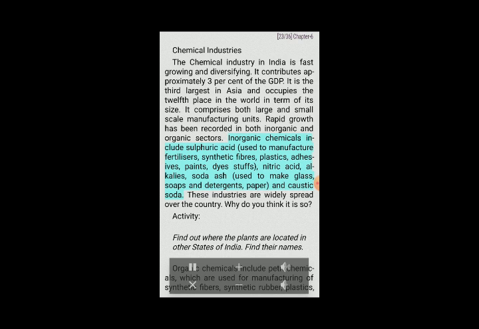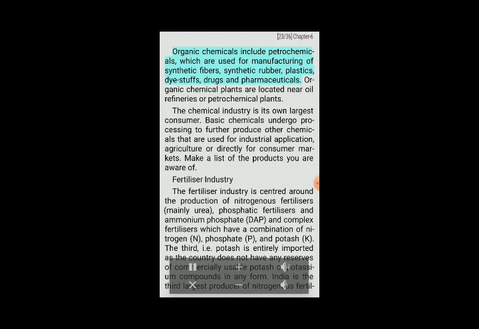Inorganic chemicals include sulfuric acid, used to manufacture fertilizers, synthetic fibers, plastics, adhesives, paints, dye stuffs, nitric acid, alkalis, soda ash, used to make glass, soaps and detergents, paper, and caustic soda. These industries are widely spread over the country. Why do you think it is so? Activity. Find out where the plants are located in other states of India.